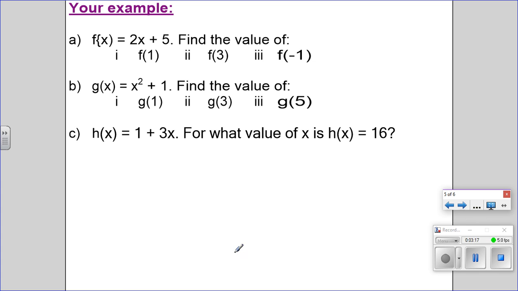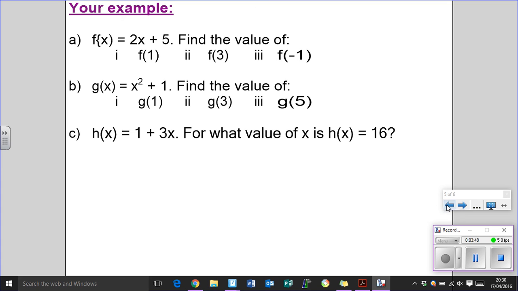So here's some examples for you to try. F of x is equal to 2x plus 5, find the value of f of 1, f of 3, and f of negative 1. G of x is equal to x squared plus 1, find the value of g of 1, g of 3, and g of 5. H of x is equal to 1 plus 3x, for what value of x is h of x equal to 16? If you can do these three, I'm quite satisfied that you know how to work with function notation, but I have given you an exercise to do just in case you need more practice.